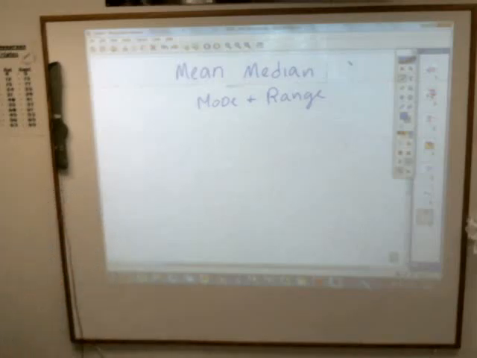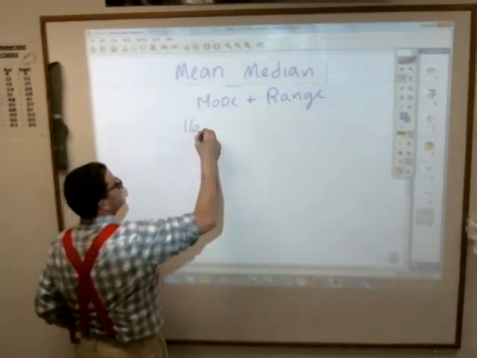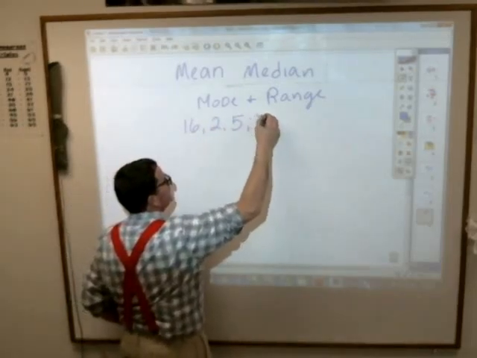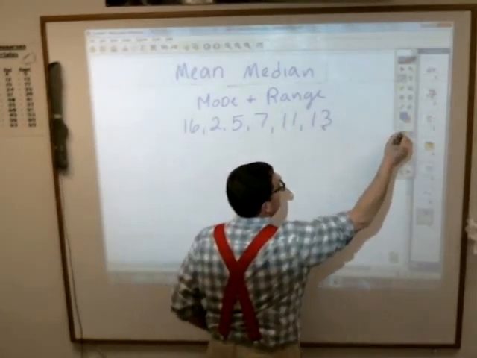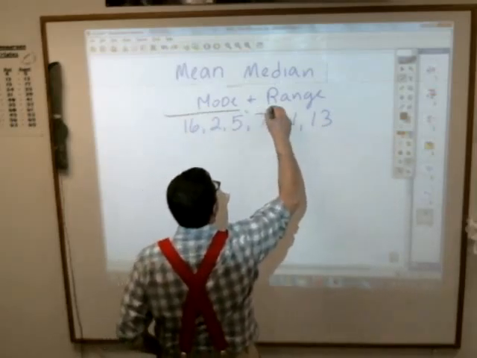Numbers here. I'll take this out of the book here. 16, 2, 5, 7, 11, and 13. Jot down those numbers there.